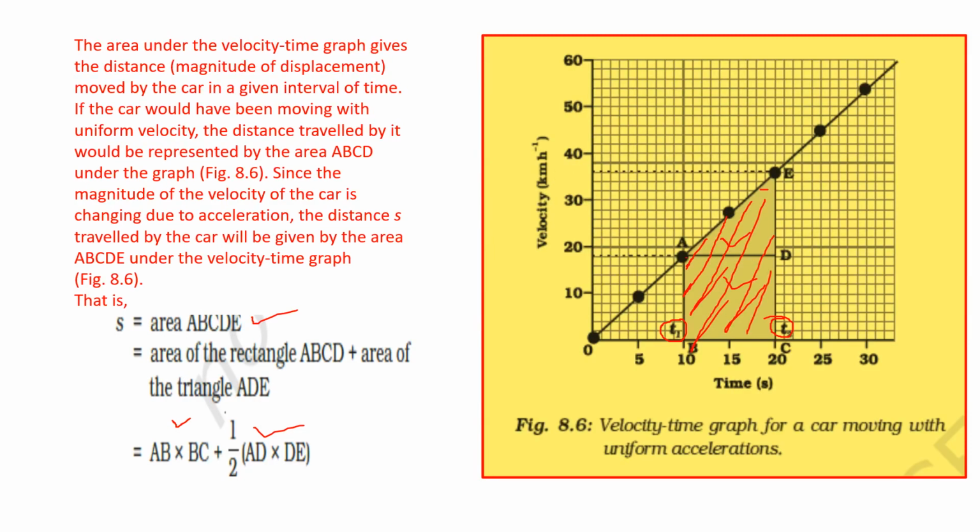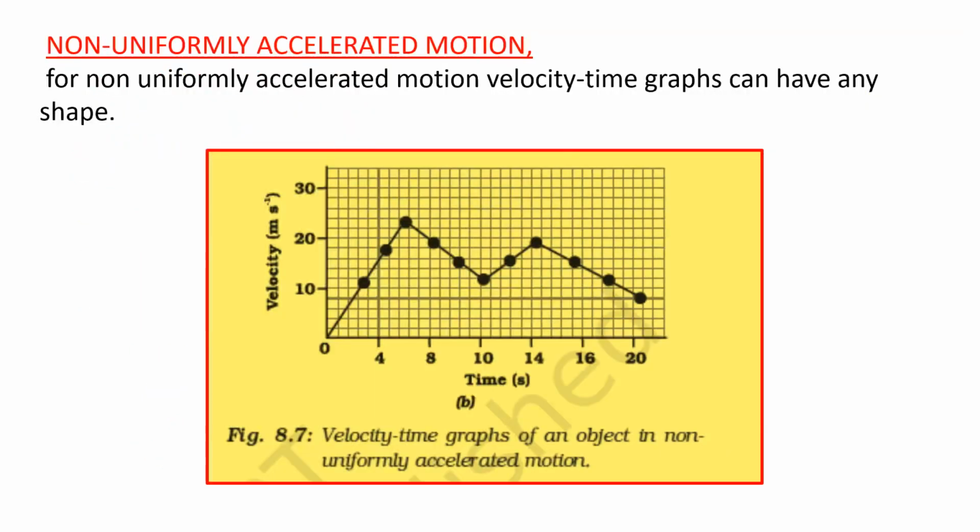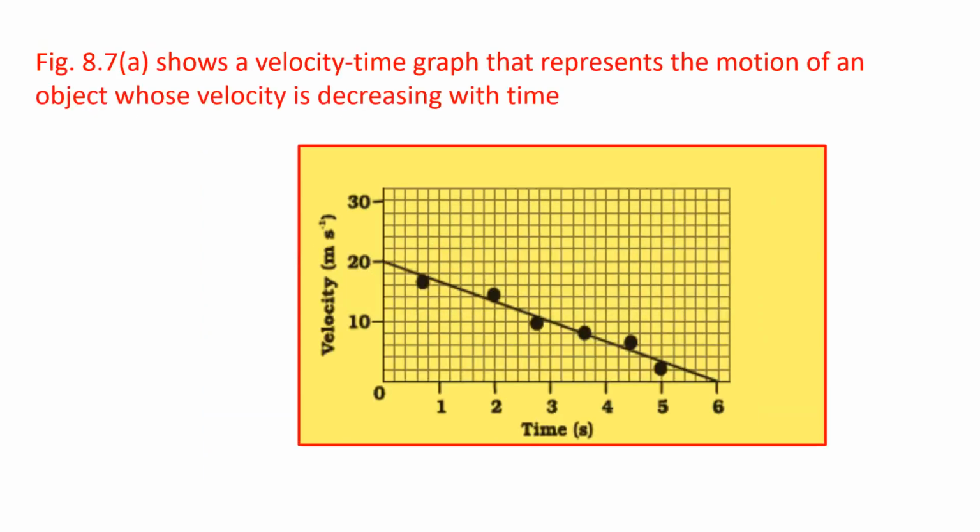For non-uniformly accelerated motion, velocity time graph can have any shape. Sometimes its velocity increases, sometimes decreases, then again increases, decreases. So this represents non-uniformly accelerated motion. This graph shows that the velocity of the object is decreasing with the time. Initial velocity is more, final velocity is 0.